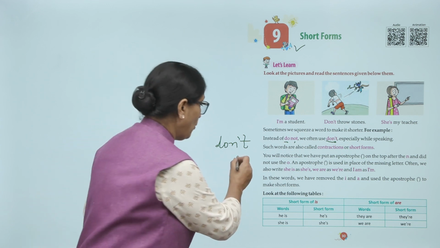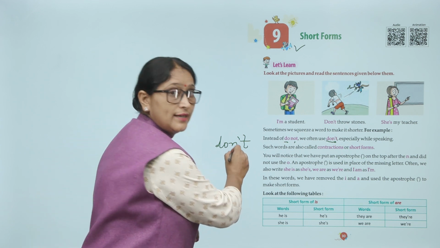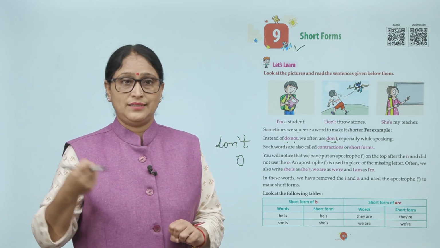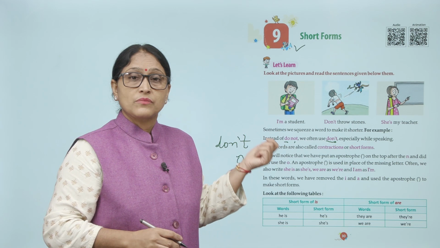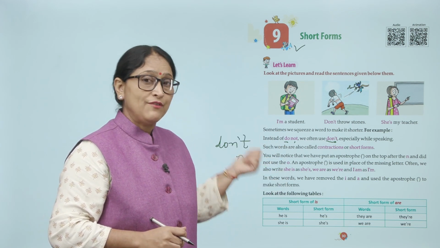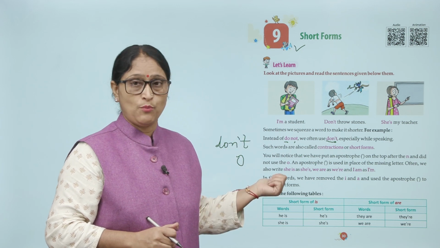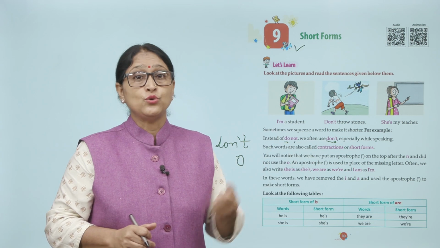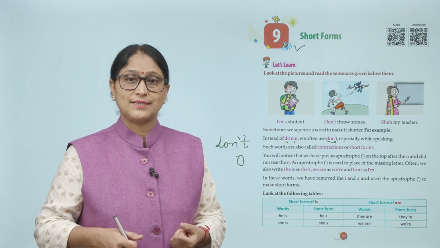हमने यहाँ पर ओ का यूज नहीं किया तो ये हमने क्या किया? वर्ड को श्रिंक कर दिया, उसको कॉन्ट्रैक्ट कर दिया. Now in these words we have used the short form of the word. An apostrophe S is used in place of the missing letter.